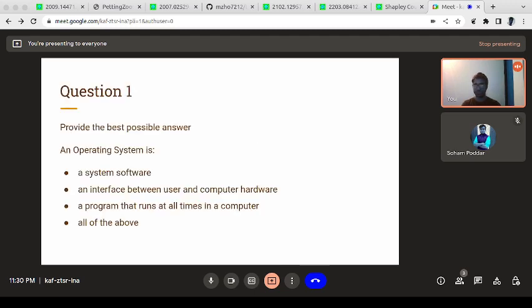So this is the first question. Please provide the best possible answer with respect to the definition of an operating system. An operating system is a system software, an interface between user and computer hardware, a program that runs at all times in a computer, or all of the above. Would anybody like to contribute to the answer?